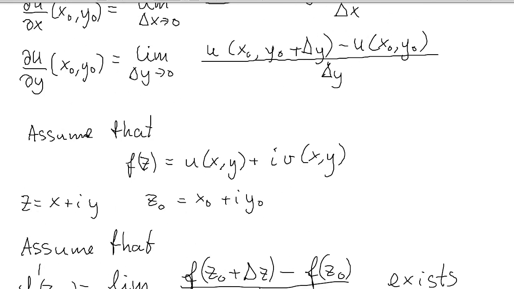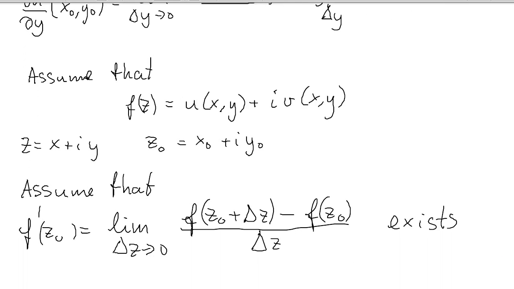Let us now consider a complex function f of z, which takes the same form as it did previously. We have a real part called u of x, y, which is a real function, and an imaginary part v, which also is a real function of x and y. The complex variable z is just x plus i y, and z0 is some fixed point in the complex plane as before, equal to x0 plus i y0. Now, we assume that the derivative of f at this fixed point z0 exists.